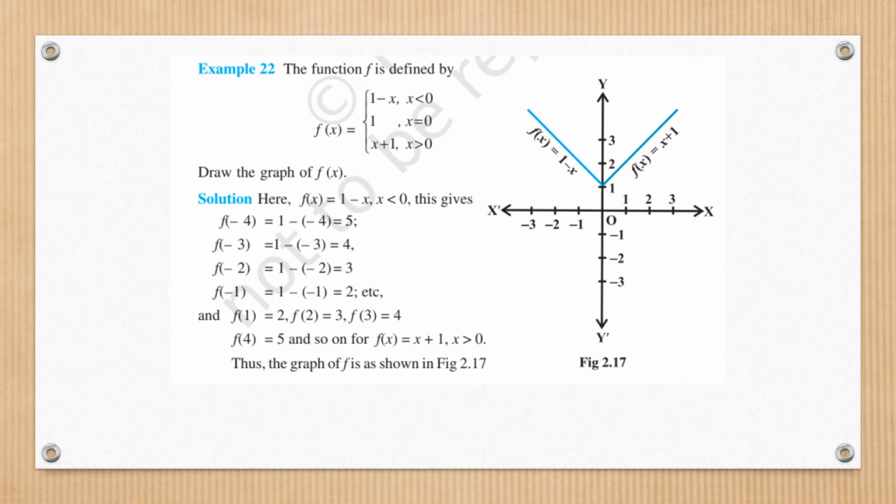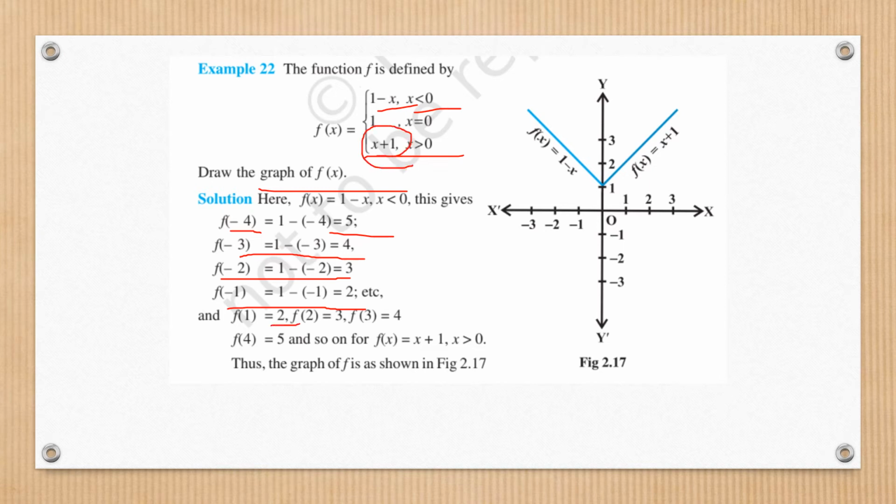Example 22: a function f is defined by f(x) is 1 minus x for x less than 0, 1 when x is 0, and x plus 1 when x is greater than 0. Draw the graph of f(x), right? So here you can put a few values. That means when x is less than 0, it is defined like this, right? So f(-4), you will select the function like this. So it is 1 minus minus 4, which is 5, f(-3) is 4, f(-2) is 3, f(-1) is 2. And when you have to take positive values, you'll take the function like this.